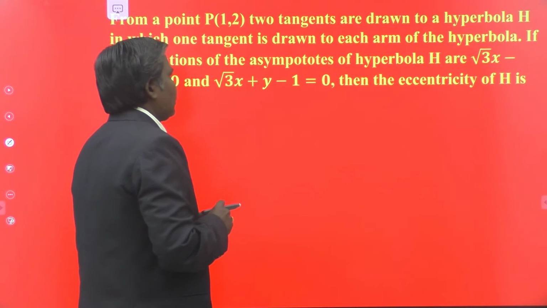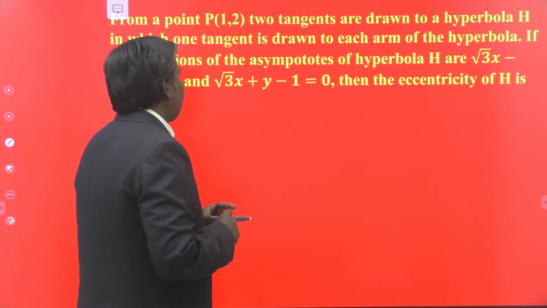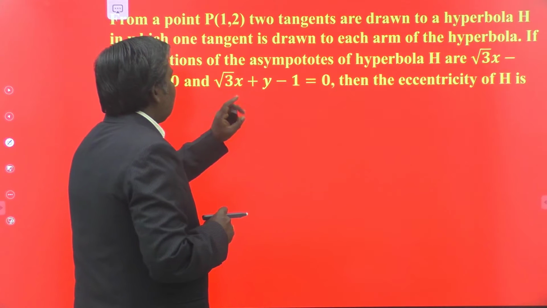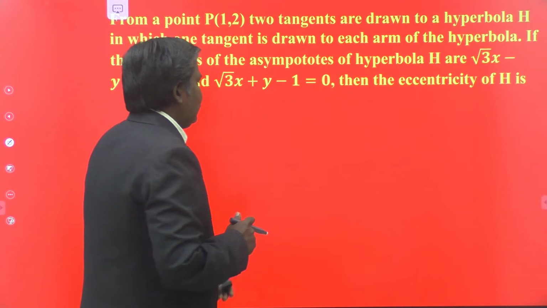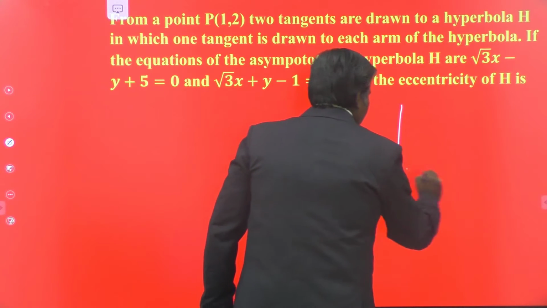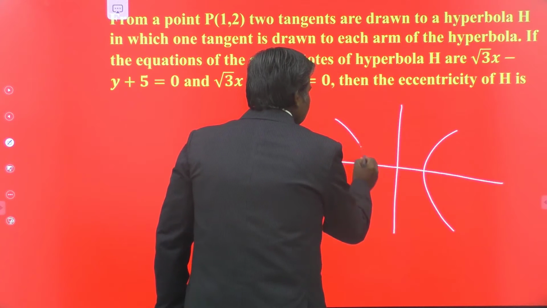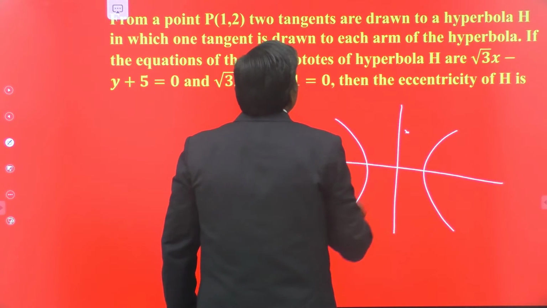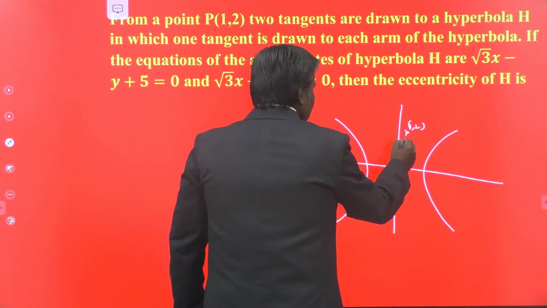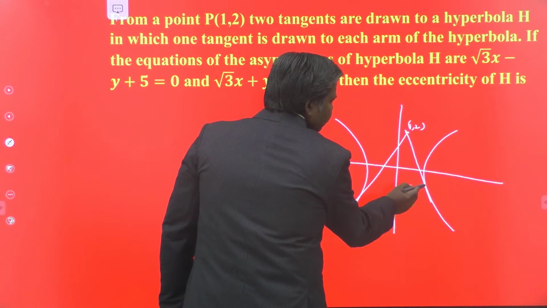This is the point (1, 2), which is external to the hyperbola. Two tangents are drawn from that point to the hyperbola. And the given condition is that the two tangents are drawn to the two arms respectively. That is, suppose this is the coordinate axis, this is the hyperbola, this is your point P(1, 2). Now two tangents are drawn from that point to the hyperbola like that.